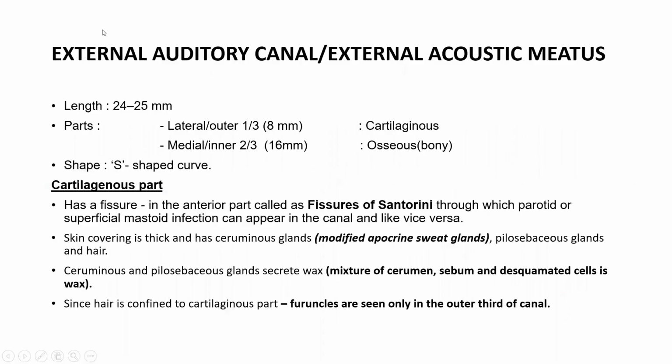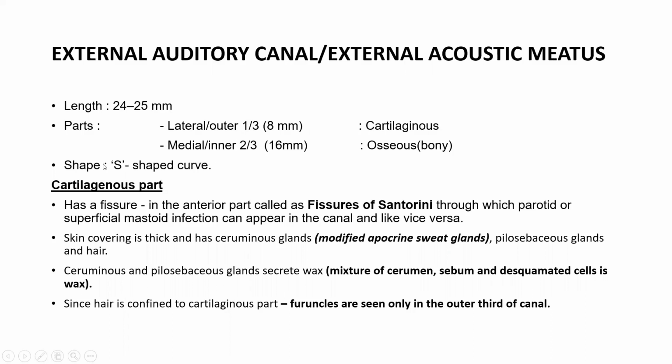Okay, let's start with the external auditory canal, which is also known as the external acoustic meatus. The length of the external auditory canal is around 24 to 25 millimeters, that is 2.4 to 2.5 centimeters, and it is divided into two parts. The lateral or outer part is also known as the cartilaginous part, and the medial or inner part is also known as the bony or osseous part. Medially it is longer, and laterally it is shorter. The cartilaginous part covers around 1/3 of the external auditory canal, and the bony part covers 2/3.